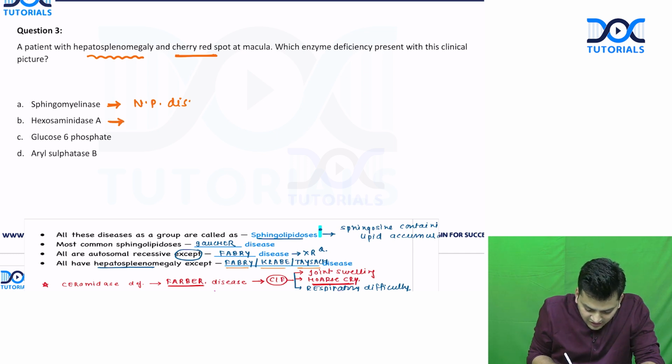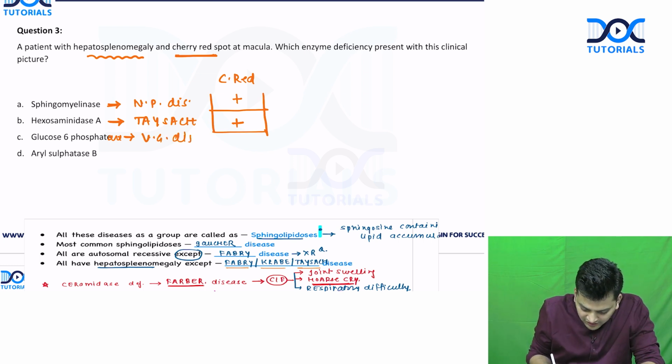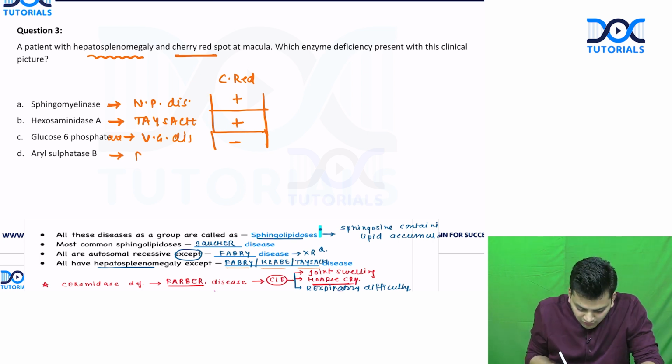Hexosaminidase A deficiency, that is Tay-Sachs disease. Now, you see both of them have the cherry red spot. Glucose 6-phosphatase deficiency is von Gierke's disease, where we don't have the cherry red spot. So this option has been ruled out. Aryl sulfatase deficiency is metachromatic leukodystrophy.